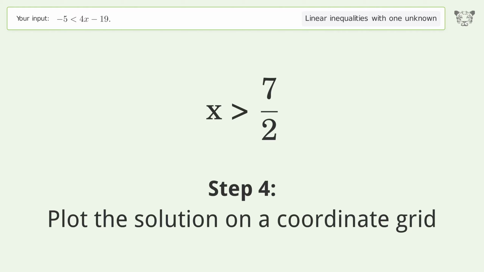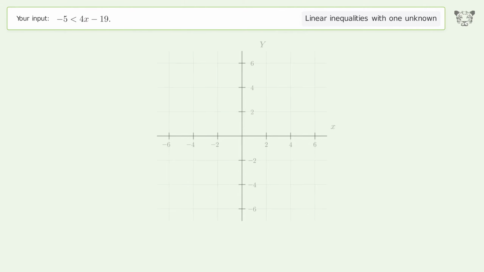Plot the solution on a coordinate grid. And so the final result is x greater than 7 over 2 greater than 31 over 2.